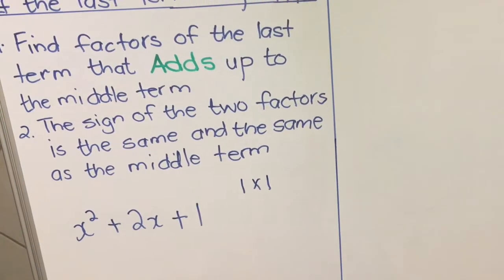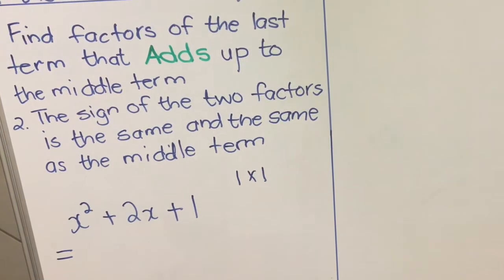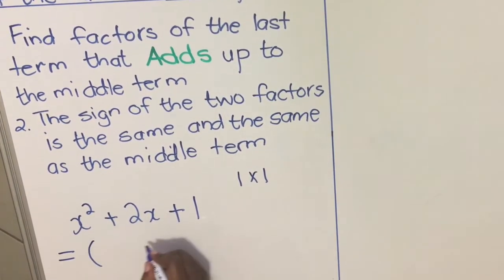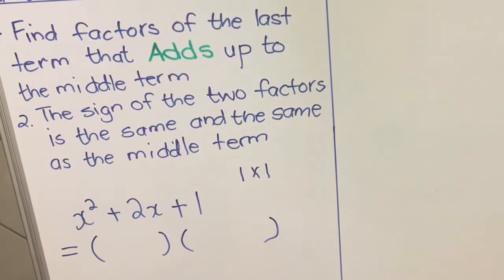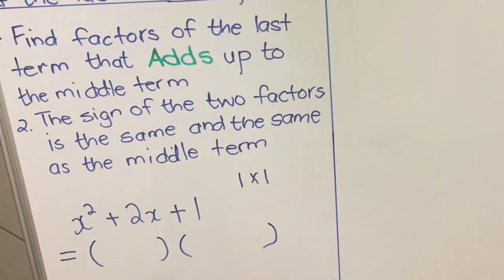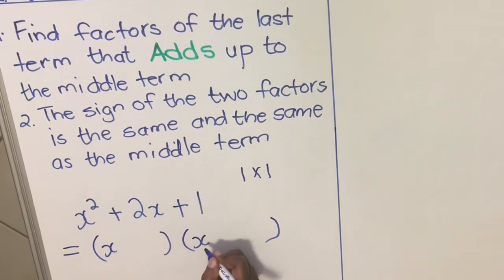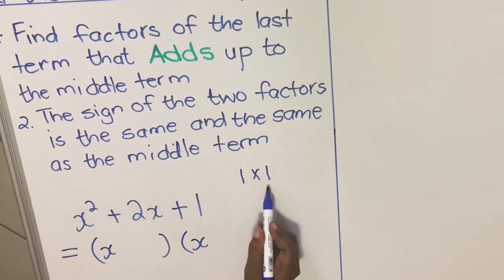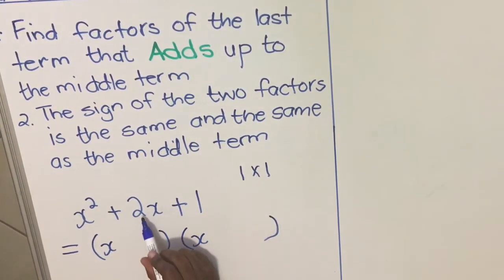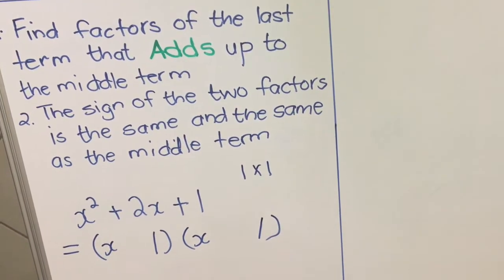So you want to write an equal sign here because it's an expression, and then you're going to have two brackets. The brackets mean multiply, right? You're going to put an x here and an x there, and then these two factors that add up to the middle term. So you'll have a 1 there and a 1 there.